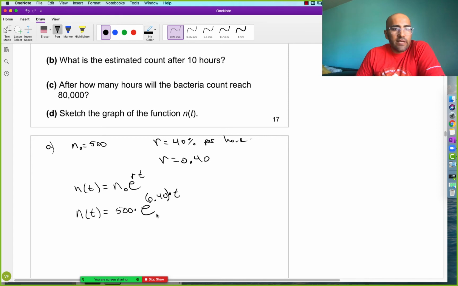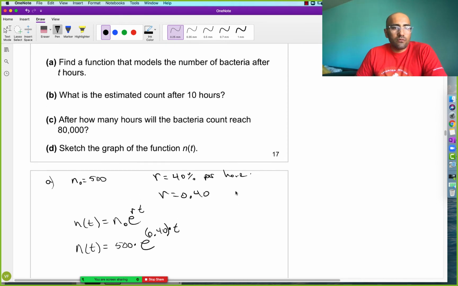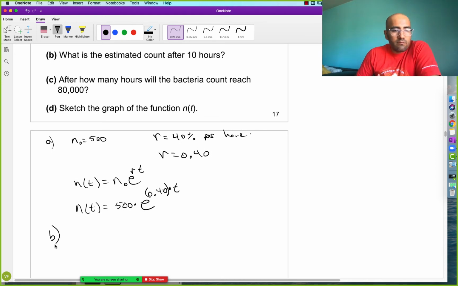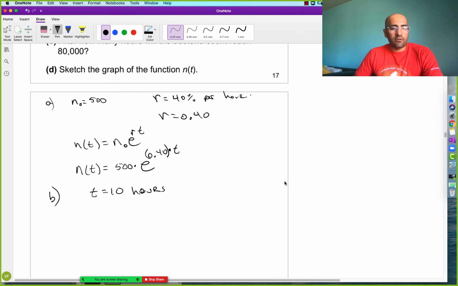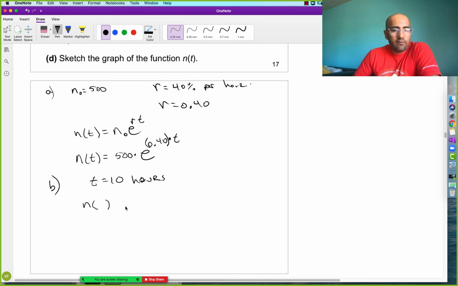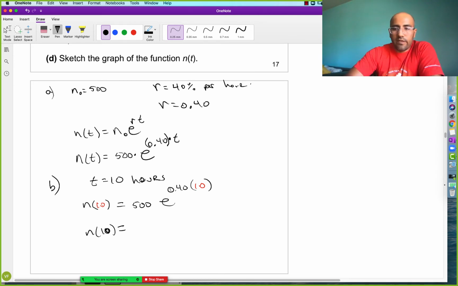What is the estimated count after 10 hours? For part B, we're just going to use this formula and let t equal 10 hours. We just plug that in: N of blank equals 500 e to the 0.40 times blank, and that'll be 10 hours there, 10 hours there. Then we just get our calculator and work it all out. So N of 10 equals, and then we type it all in.